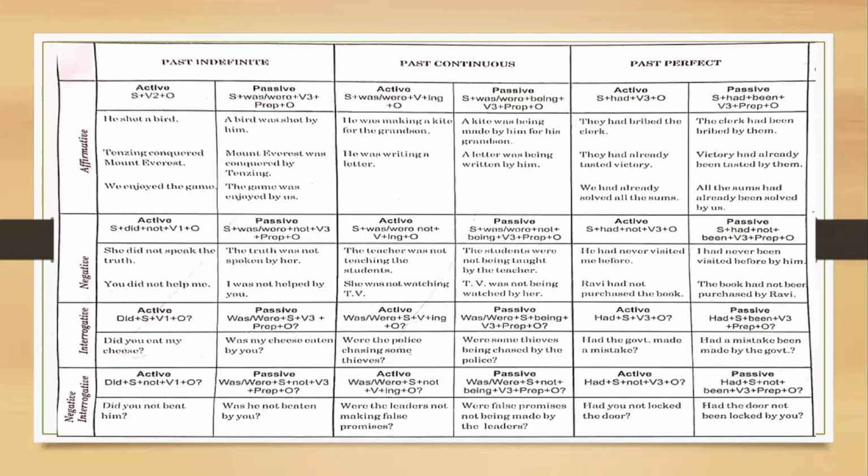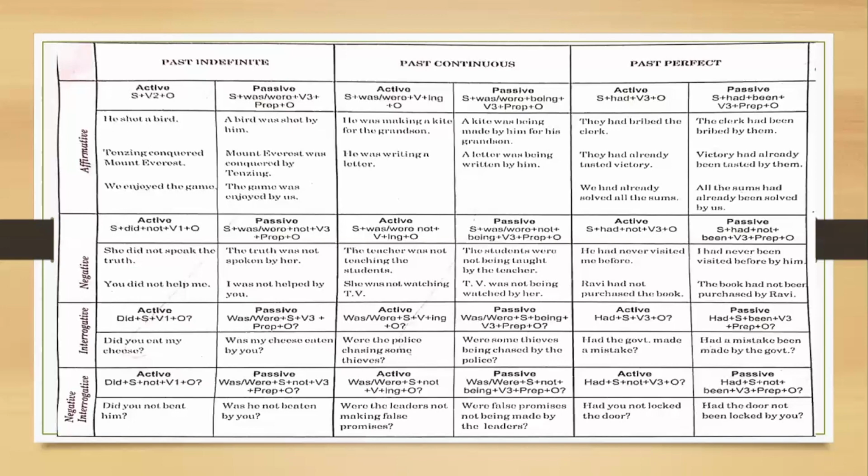We had already solved all the sums. All the sums had already been solved by us. He had never visited me before. I had never been visited before by him. Ravi had not purchased the book. The book had not been purchased by Ravi.